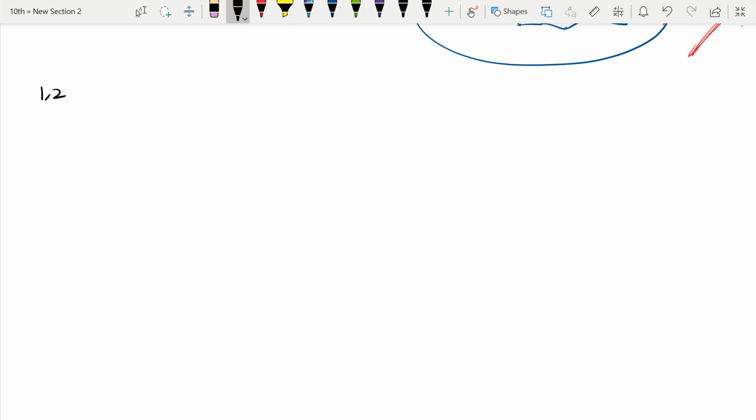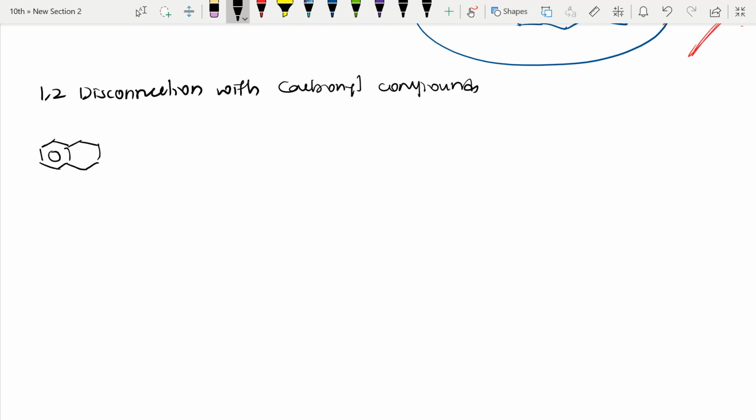See here, if you understand this heading, then it becomes clear what I am going to explain, right? Carbonyl compounds. Take your own time, slowly we shall do everything, right? So see here, 1-2 disconnection with carbonyl compounds.